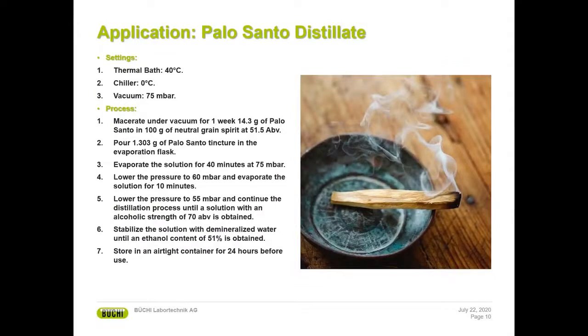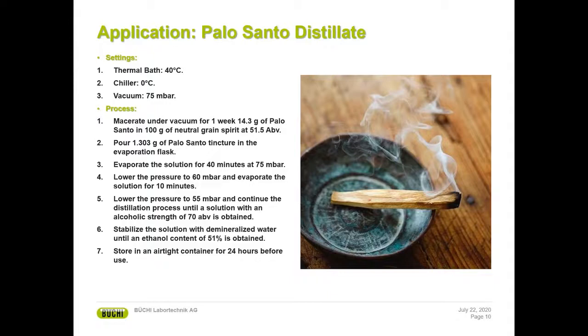One of the most ancestral perfume ingredients, which has always been used by South American populations, you might know it already, is Palo Santo wood. Thanks to a controlled distillation process, we are able to transport its mystical flavor in a cocktail.